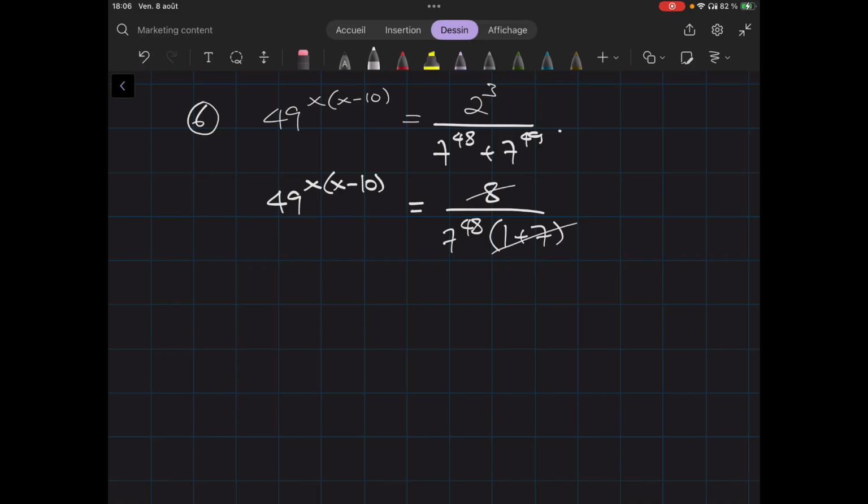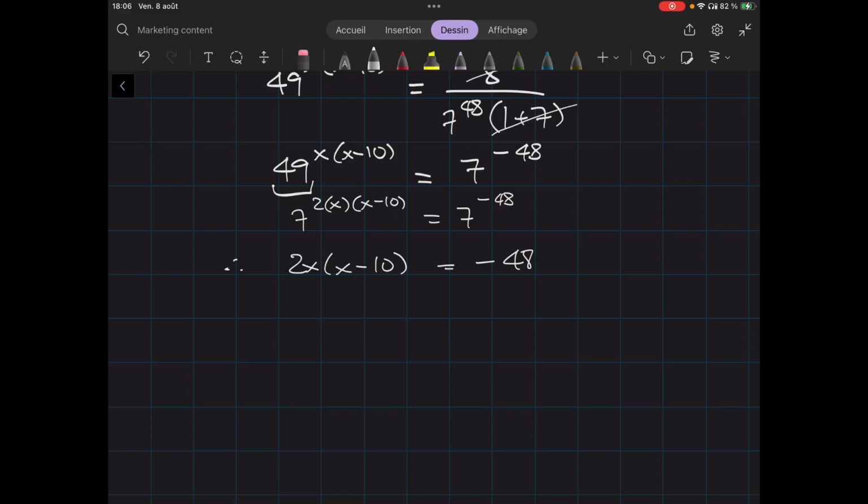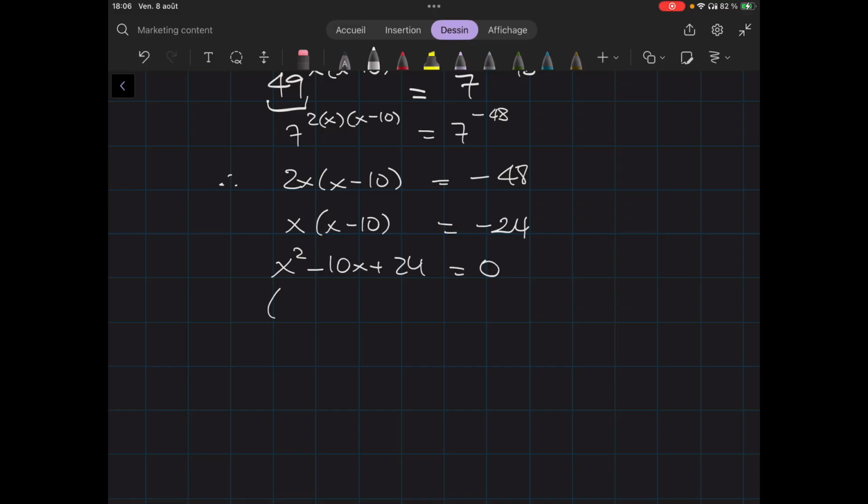So those cancel out. Luckily, 49 to the power of x times x minus 10 is equal to 7 to the power of negative 48. 49 is 7 squared. The two are equal if and only if this is true. Divide everything by 2. Swap it over. Factorize. And your two values are 4 and 6.